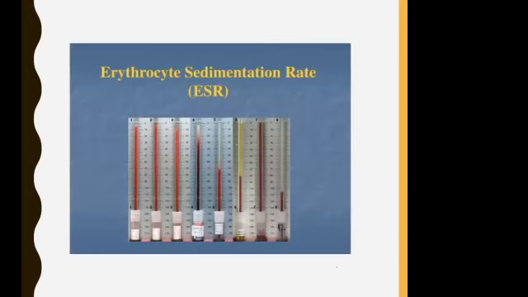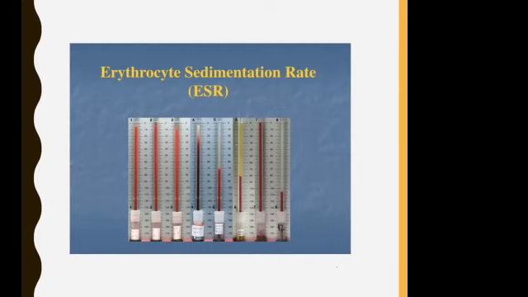Okay, now let's speak about the ESR. But before we speak about the ESR, now that we're done with the CBC, does anyone have any questions about the CBC in terms of the 3 lineages of blood, the white blood cells, the RBCs, and the platelets? Any questions?